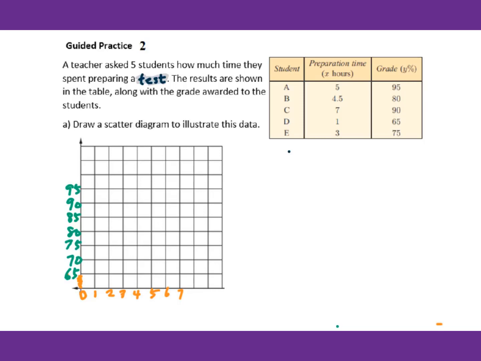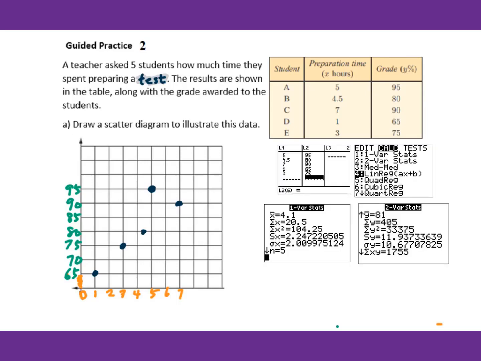Then we plot the points. 5, 95 is here. 4.5, 80 is here. 7, 90 is here. 1, 65 is here. 3, 75 is here. If we want to draw a best fit regression line, make sure you get the mean point, which is 4.1 and 81. So we plot over here 4.1 and 81. Then when you draw the line, make sure it passes through this mean point.